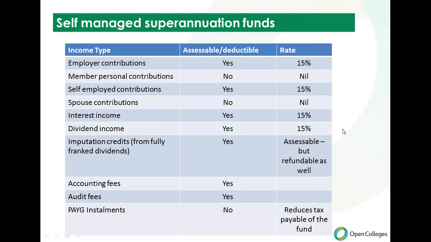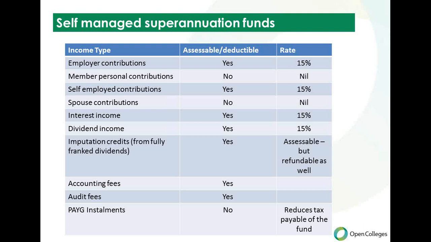But if you personally put money into your super fund, it's not assessable to the fund, it's not deductible, and there's no tax on it. Self-employed contributions, on the other hand, are assessable income to the fund, but are deductible to the individual, and the rate there is 15%. Spouse contributions, not assessable, not deductible, and then you get into some of the income types and expenses. So interest income, dividend income, remember that imputation credits are assessable, but also they're refundable as well. Accounting fees are deductible, audit fees are deductible, and note that PAYG installments are not a deduction, but they reduce the tax payable in the fund.